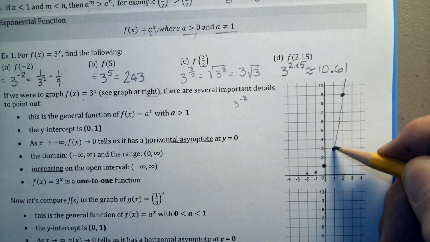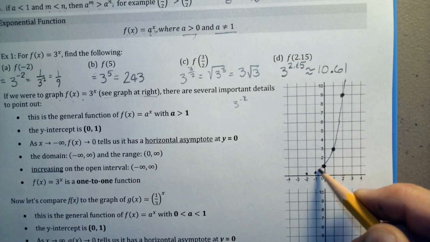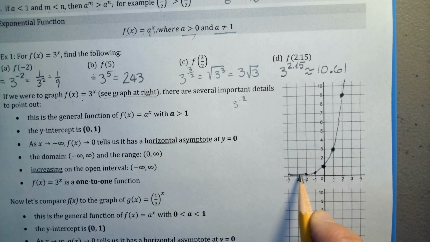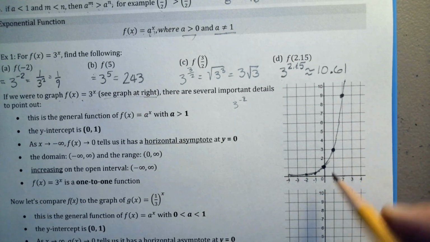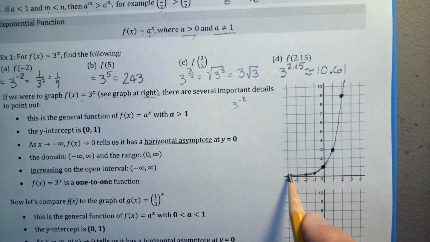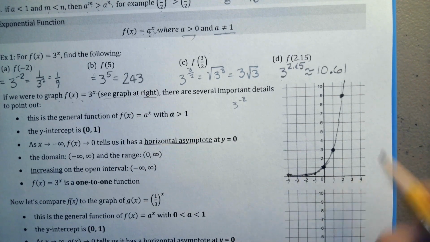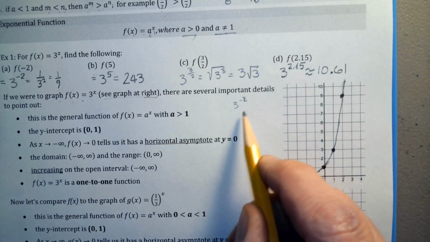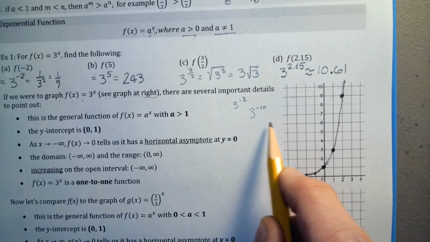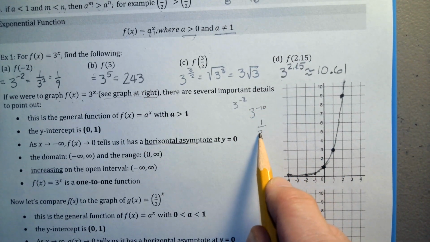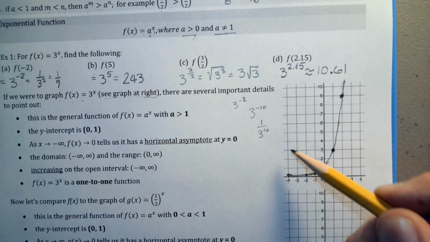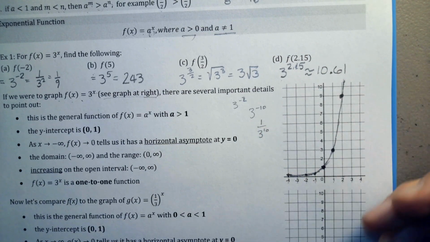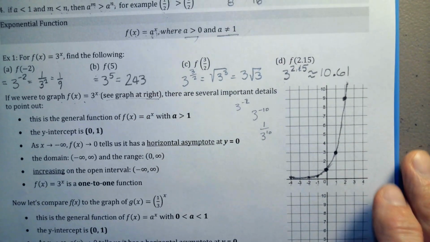So let's kind of sketch this in. We've got an exponential function here. You can see that we're never going to reach 0, so that is going to be asymptotic here. So it's going to get closer and closer to it, but never quite hit 0. If I said 3 to the negative 10, that would be 1 over 3 to the 10th. So a really big number on the bottom, but the overall value would be getting closer and closer to 0.